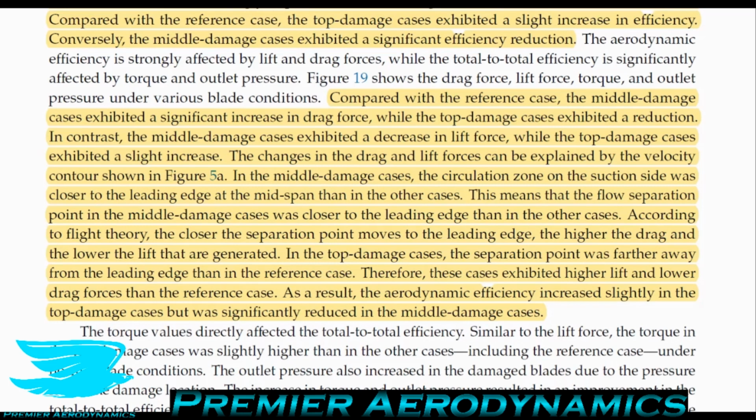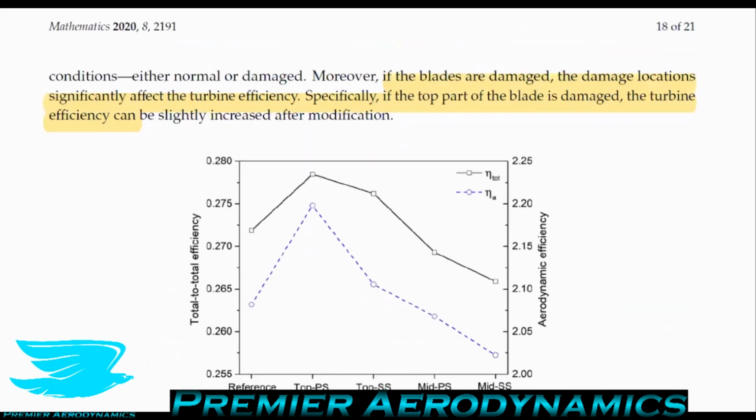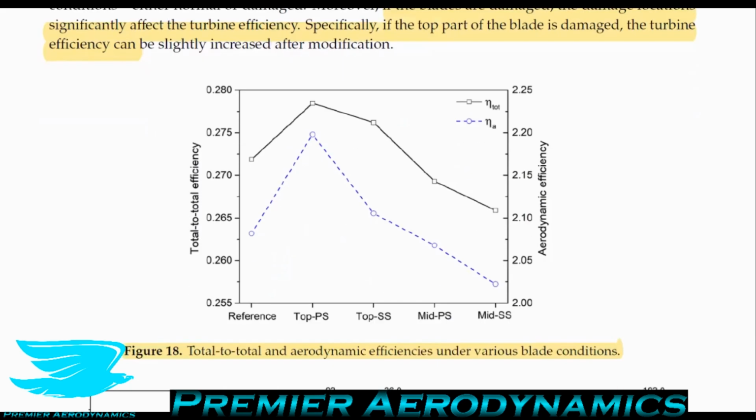So as a result, the aerodynamic efficiency increased slightly for the tip damage cases, but reduced slightly for the middle damage cases. So if the blades are damaged, the damaged locations significantly affect the turbine efficiency. Specifically, if the top part of the blade is damaged, the turbine efficiency can be slightly increased or modified. So in other words, the damage is actually pretty beneficial for the turbine, except that it will reduce its lifespan. But before then, it would be pretty good.